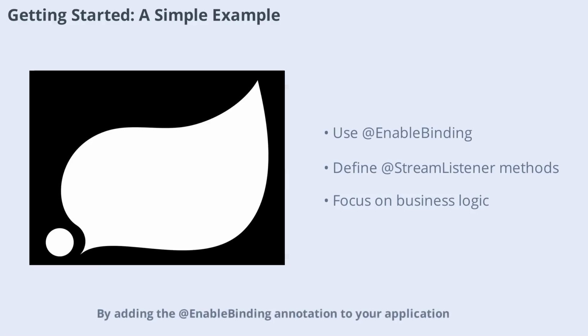By adding the @EnableBinding annotation to your application, you can immediately connect to a message broker. Using @StreamListener, you can define methods that receive and process events. For example, a vote recording sink application can listen for incoming votes and record them using a voting service. This approach abstracts away the complexity of broker integration, letting you focus on your business logic.